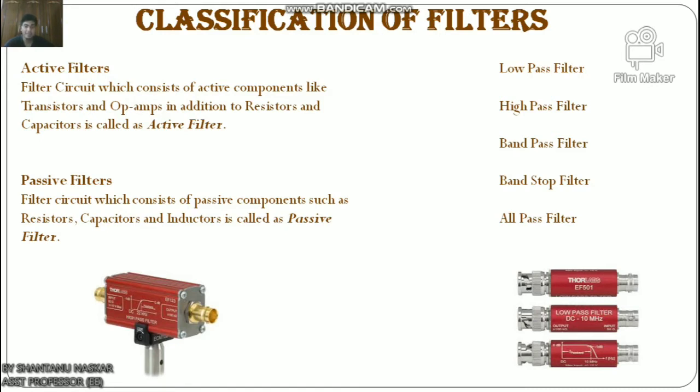The operating frequency range of the filter depends on the components used to build the circuit. Hence, a filter can be further categorized based on the operating frequency of a particular circuit: low pass filter, high pass filter, band pass filter, band stop filter, and all pass filter. Let us discuss all these types of filters.